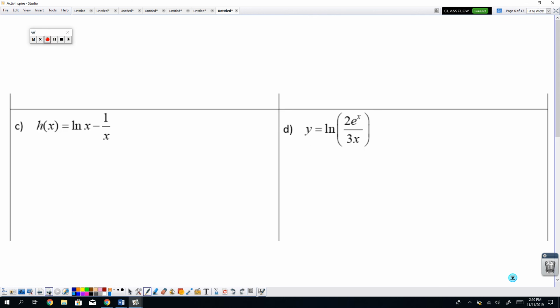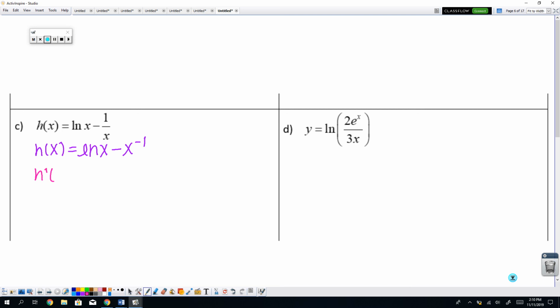Okay? Now here we have ln x minus 1 over x. All we need to do here is rewrite. Then we can easily do the derivative. h of x equals ln x minus x to the negative 1. Okay? Now we're going to go through and just follow the exact rules that we've been working on.